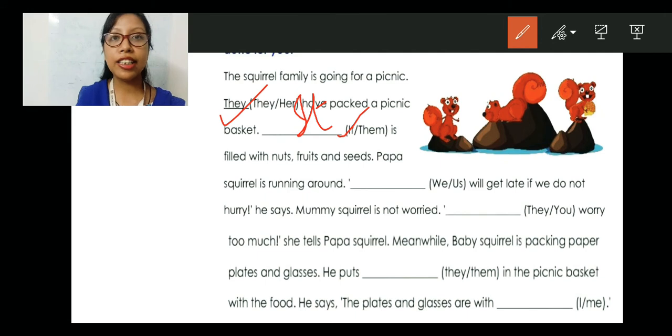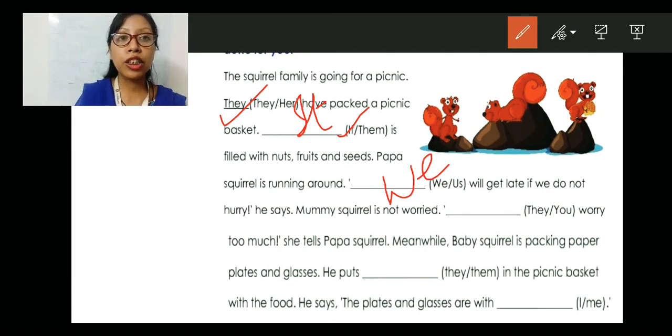Papa squirrel is running around. Dash will get late if we do not hurry. Who will get late? We or us? It will be we. We will get late if we do not hurry, he says.